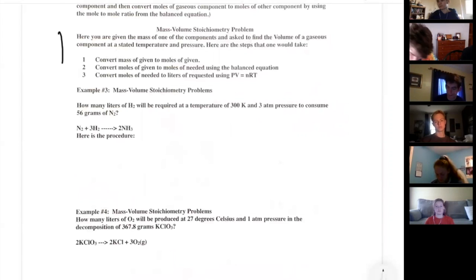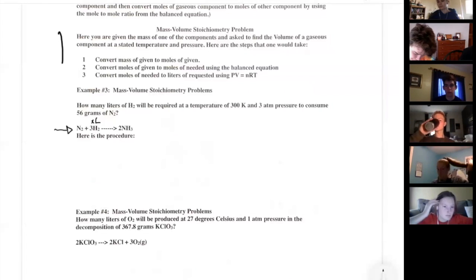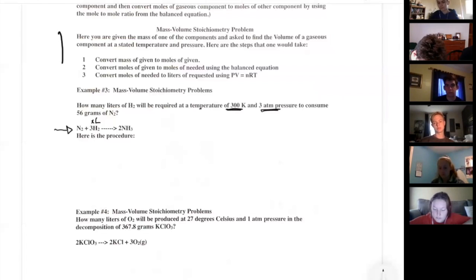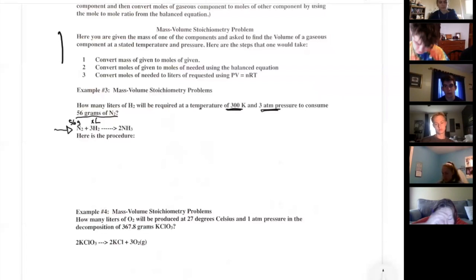So here, same Haber process. Here's the balanced equation. How many liters of hydrogen will be required at a temperature of 300 Kelvin, 3 atmospheres? Again, not standard conditions. And then 56 grams of N2. So we know the grams of N2. Notice these are on the same side of the equation. But we can remember stoichiometry, we can figure out any combination of elements if they're on the same side, or if they're on opposite sides. We can go backwards, we can go forwards.